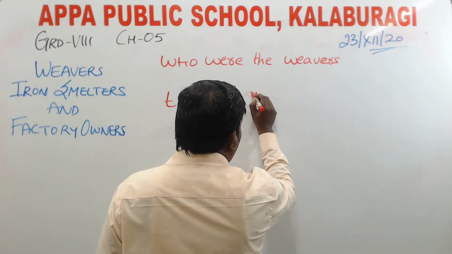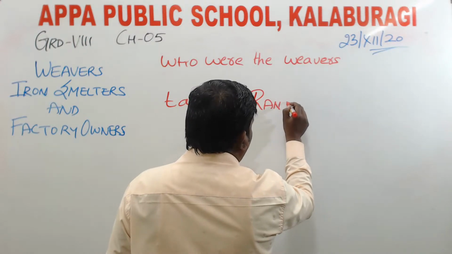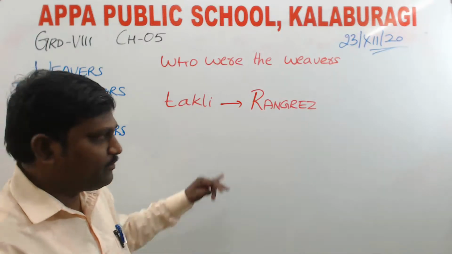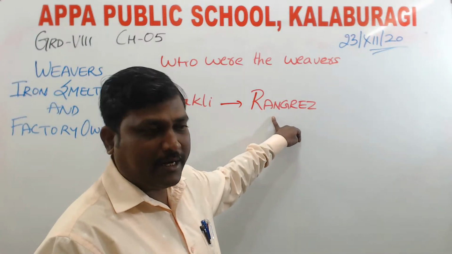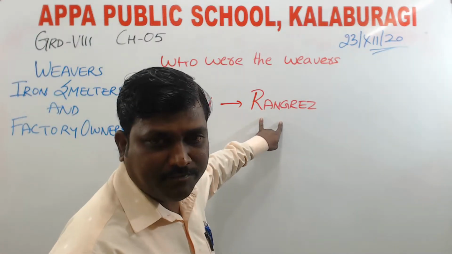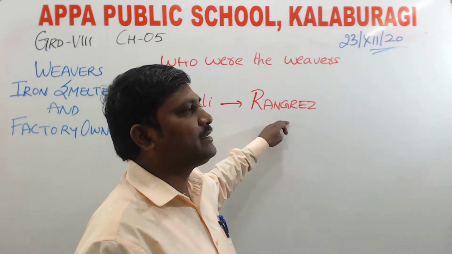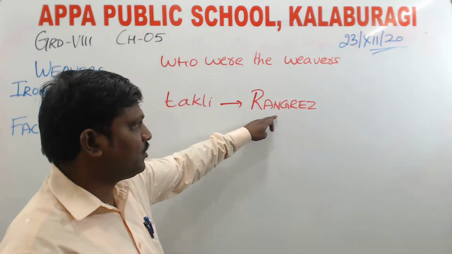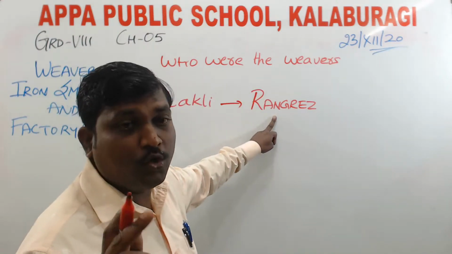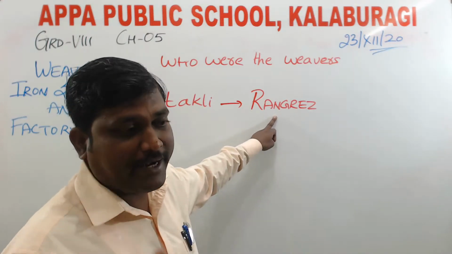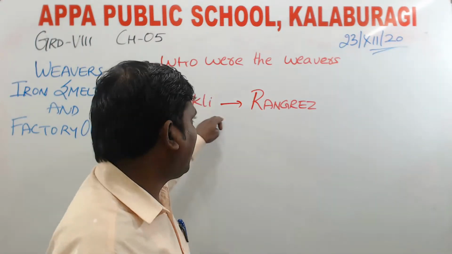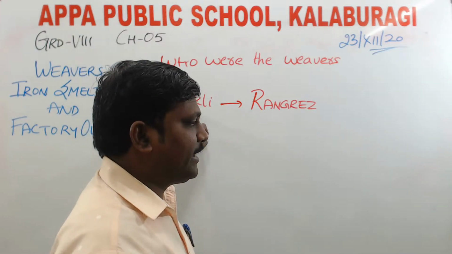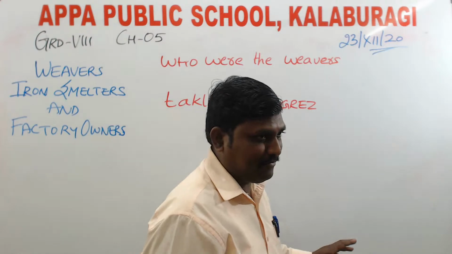It will be sent to a particular person called the rangrez. After the takli, when the cloth is made, it is sent for coloring. You know the Hindi word rang, right? In Kannada, banna. So it will be sent to a person for coloring. It is the rangrez. It has been mentioned in the textbook also. So please read the textbook thoroughly, my dear students. Do not miss that, after you finish the class.